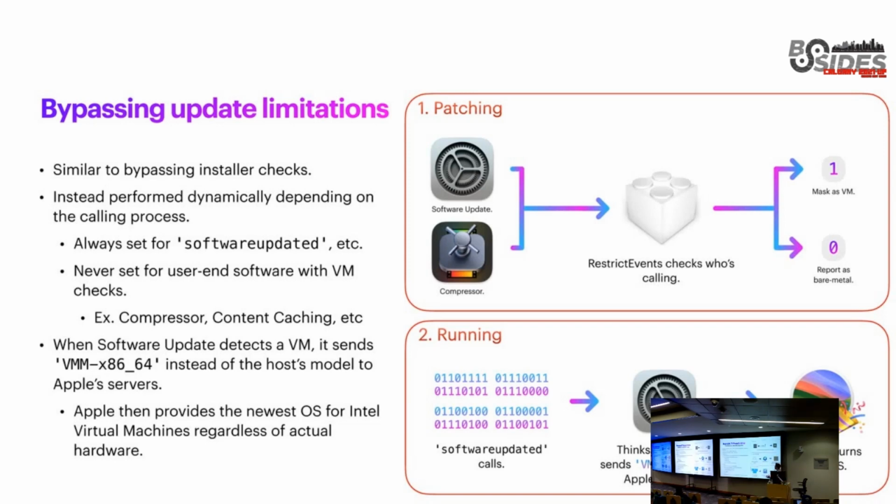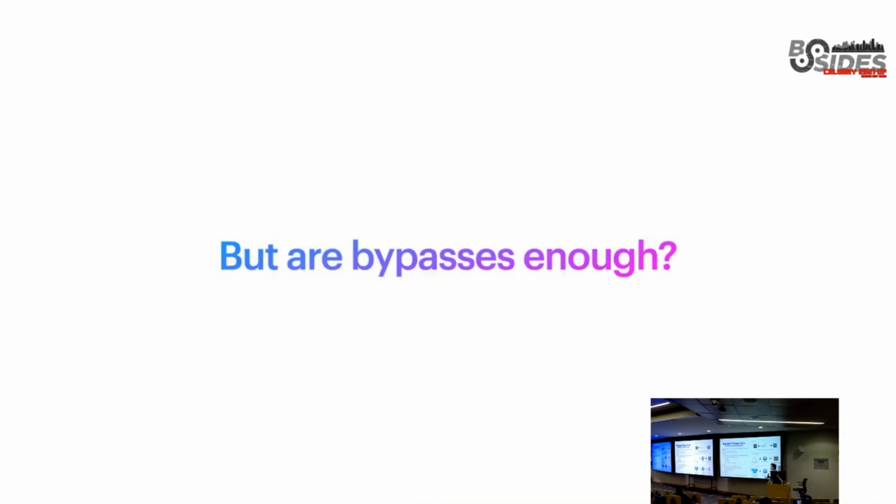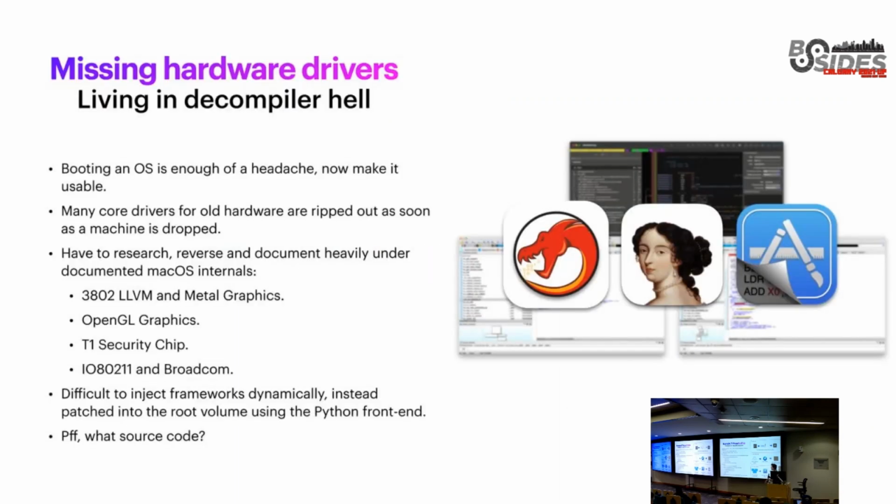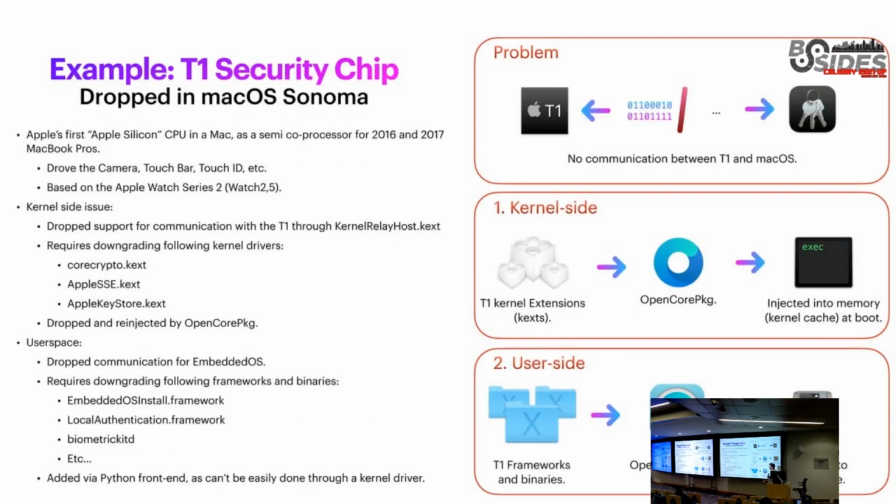So now let's look at the T1 security chip. It was actually dropped in macOS Sonoma just this year in June. The basic idea of the T1 security chip is that it was released in 2016 as Apple's first foray into a coprocessor for their Macs. It drove the camera, Touch Bar, Touch ID, all those fun things, and it was based off the Apple Watch Series 2. But the problem with Sonoma is that it broke communication with this chip.